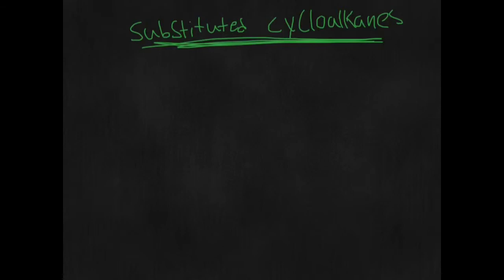There are four main things when we want to look for substituted cycloalkanes. So the first one is the prefix, plus the cyclo part, then plus the parent, and I'll go over what this means in a minute, plus the suffix.